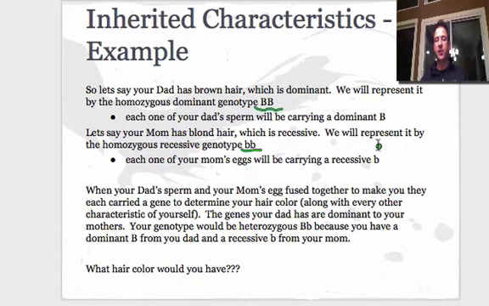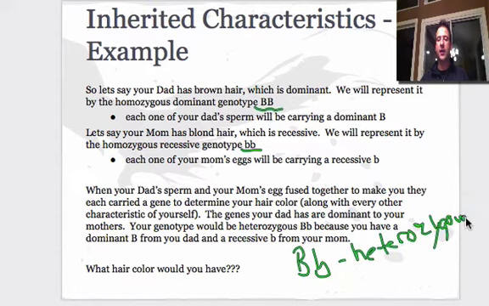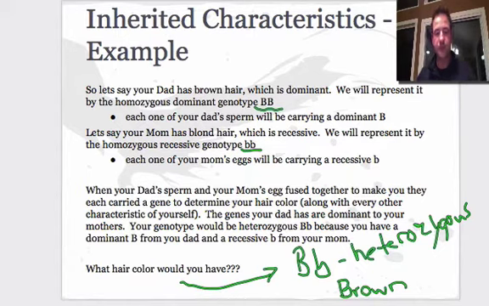Basically your dad's dominant gene is going to trump your mother's recessive gene. But they're going to pair together, your dad's gene and your mom's gene. And so what we're going to get is a pairing that looks like this, and it's going to be heterozygous. That heterozygous pairing means you're going to have the same hair color as your dad, and it's going to be brown. And why? Because the dominant trait always prevails.